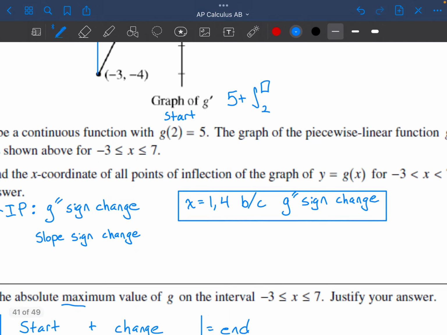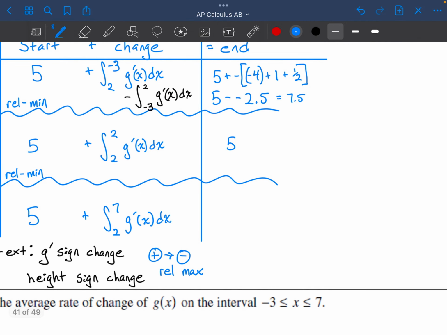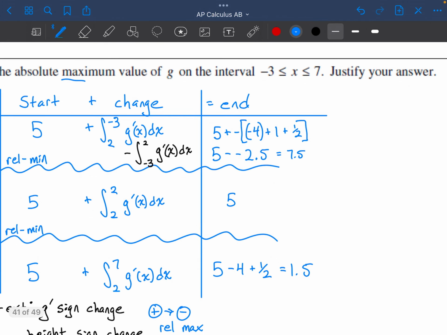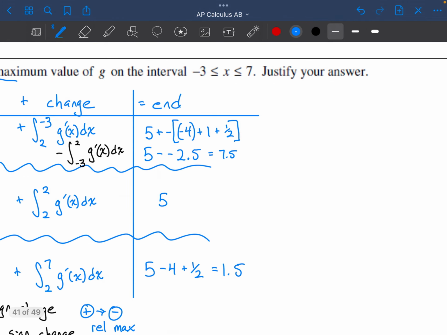Showing my work a little bit, so I have a -4 and 1/2. So we have that 5 as the initial condition, -4 plus 1/2, and that comes out to 1.5. So I'll say that's just 1.5. All right, now it's just who's the biggest? Maximum, right? Biggest is 7.5, so we want to write that conclusion all the way out.